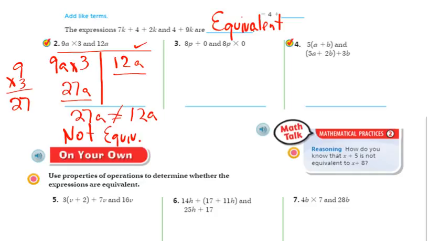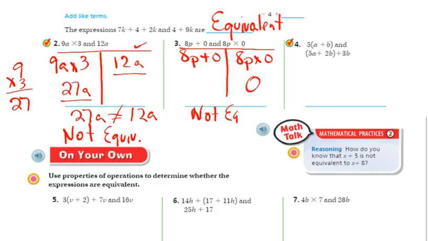So question 3, I have 8p plus 0, and I have 8p times 0. Well, if you look at 8p plus 0, I can't simplify that any further. It's already simplified down. However, 8p times 0, doesn't matter what 8 and p are. Anything multiplied by 0 is 0. So these are not equivalent because 0 and 8p plus 0 are not equivalent at all. So let's move our attention to question 4.